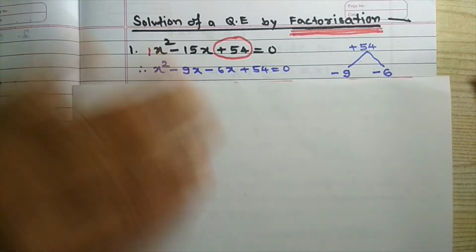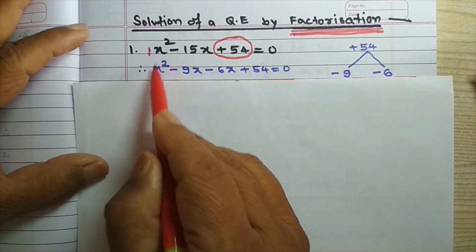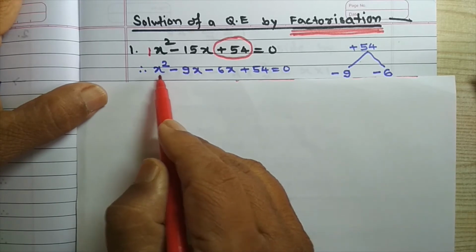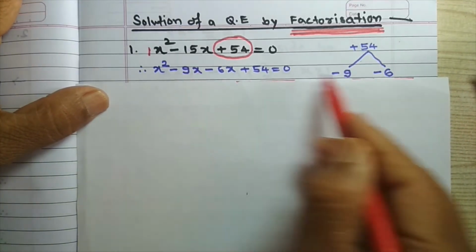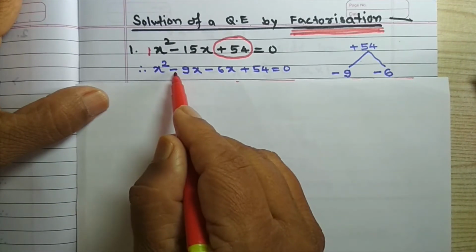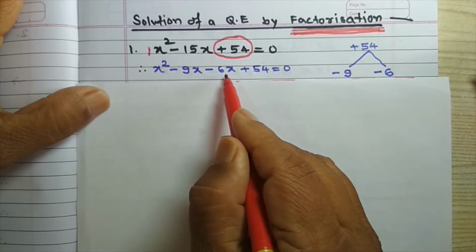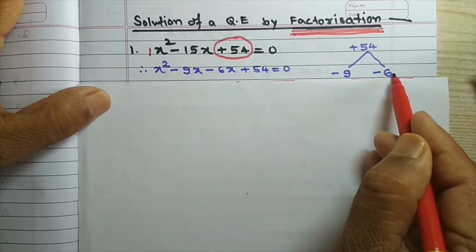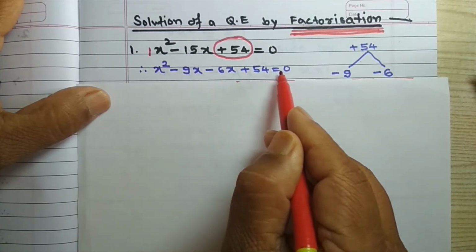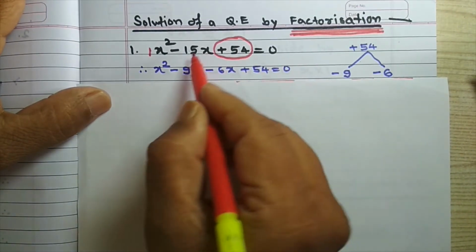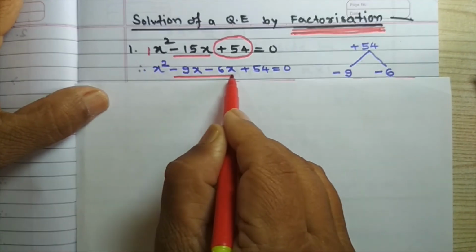Similarly, we have to see here, the first term is x², and the first factor is minus 9, therefore we have to multiply that factor by x, so it becomes −9x. The second factor will be minus 6, multiplied by x, so it will be −6x, and +54 = 0. Means we have to split −15x into these two terms.